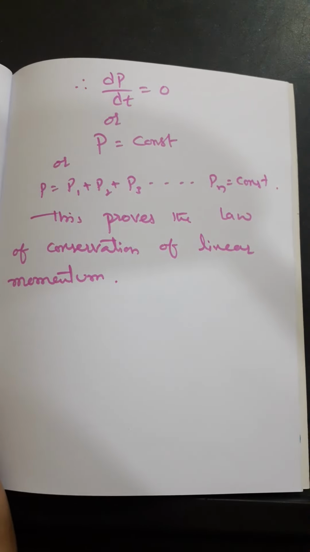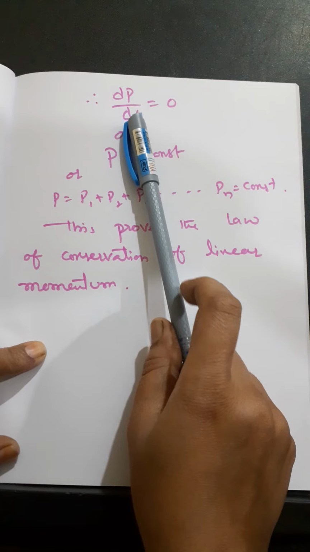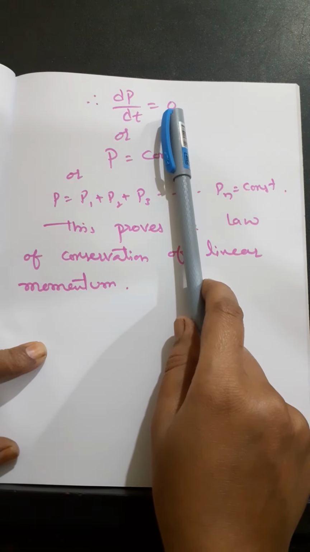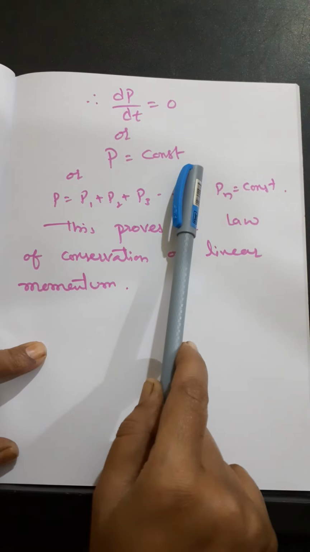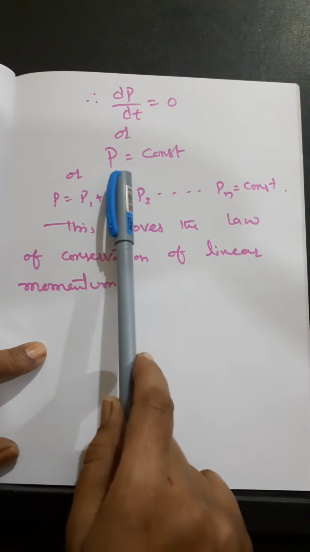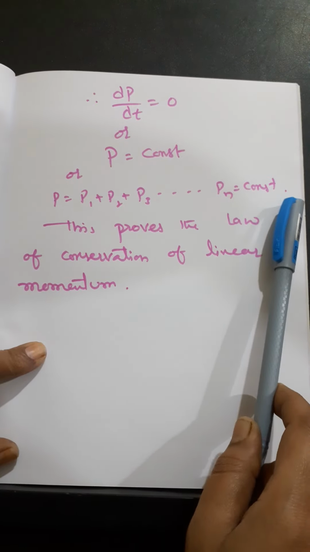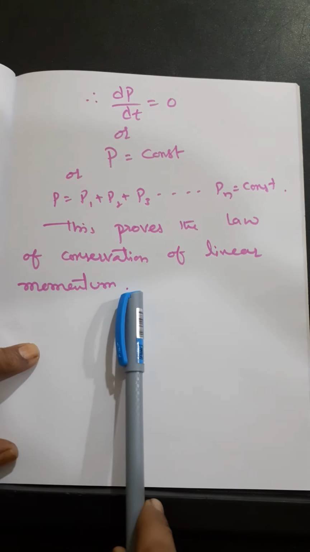So dP/dt equal to 0 means the differentiation of something constant is 0, so the term must be constant. It means P remains constant. So P, which is P1 + P2 + P3 and so on up to Pn, is equal to a constant. So this proves the law of conservation of linear momentum.